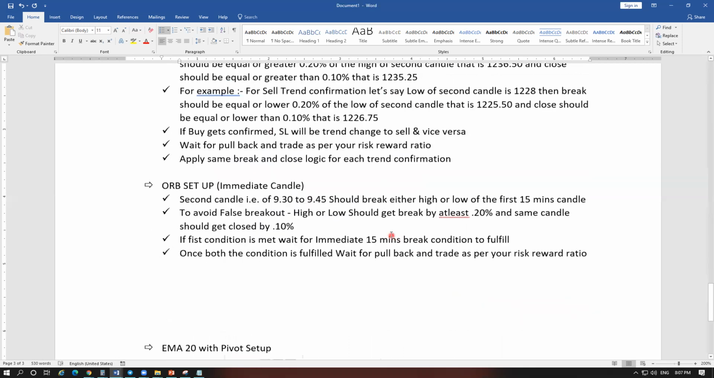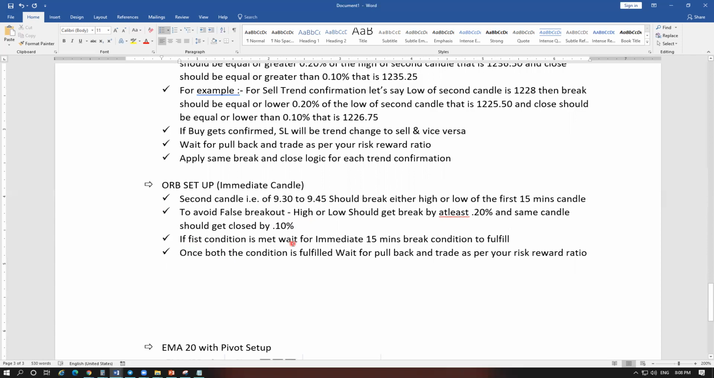So let's move on to the second setup, that is the ORB setup. ORB is nothing but opening range breakout. For us, the opening range is the first 15 minutes candle. So the second candle, that is 9:30 to 9:45, should break either the high or the low of the first 15 minutes candle immediately. To avoid a false breakout, the high or low should break by at least 0.20%, and the same candle should close 0.10% beyond it, like I mentioned earlier.